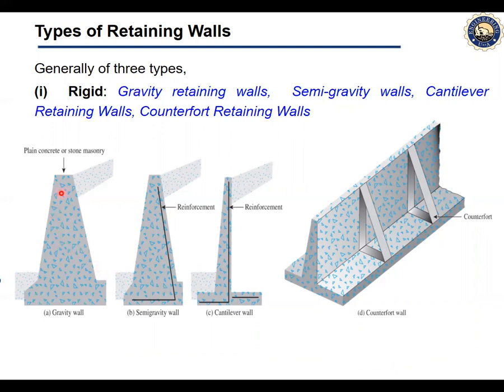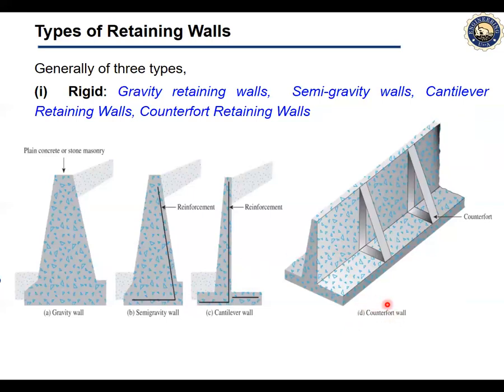For a modification of this gravity retaining wall, reinforcements were allowed, which helps in reducing the size of the retaining wall. Also, as a modification of the semi-gravity retaining wall, later came the cantilever wall with much more reinforcement.